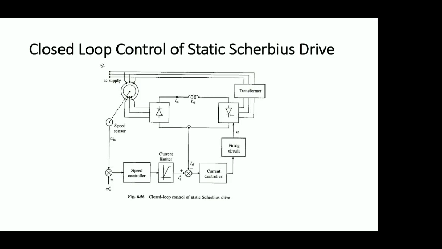When you are controlling the alpha, this VD2 is changed. So according to VD2, your power, SPG, is changed, and this change will reflect on the speed. That also we have discussed previously. So this is the closed loop control of the static Scherbius drive.